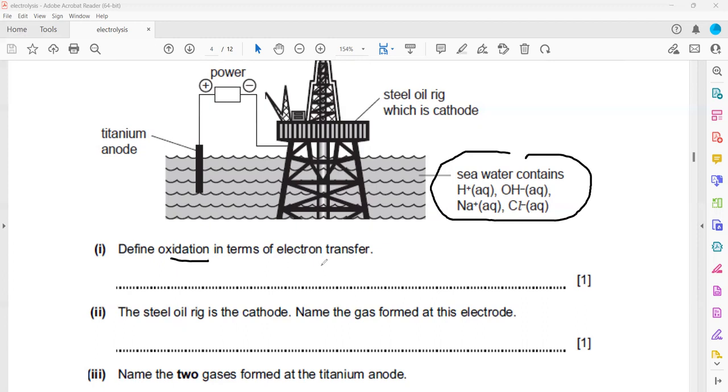Define oxidation in terms of electron transfer. What is the definition of oxidation? In terms of electrons, it is loss of electrons. So when you mention loss of electrons, you'll score 1 mark.